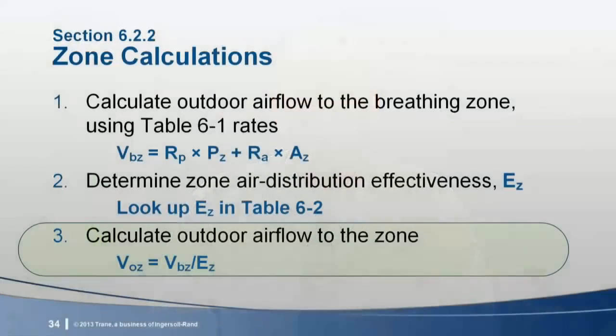In either heating design, the air doesn't perfectly mix in the breathing zone, and therefore doesn't do a good job of diluting contaminants. Now that we know both the volume flow of outdoor air to the breathing zone and the effectiveness of the air delivery system, we can calculate the volume flow of air that must be delivered to the space. V sub OZ is simply the required flow to the breathing zone divided by the effectiveness of its delivery.